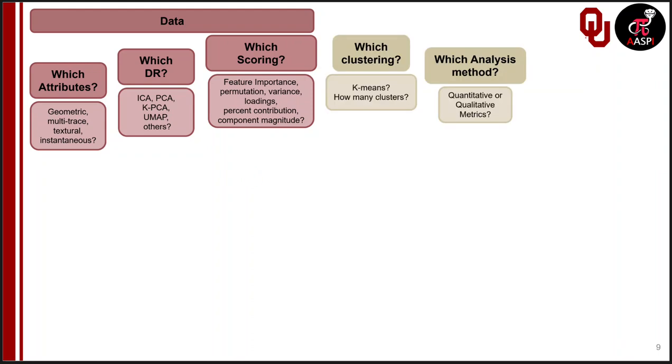And then once we do that, we start to evaluate our clustering. Well, now we need to figure out which clustering is going to be most helpful. So is k-means the best clustering algorithm to use? How many clusters is actually performing the best? And then in that analysis, are we looking at quantitative analyses? Are we looking at qualitative? Or are we finding a way to balance both of those?